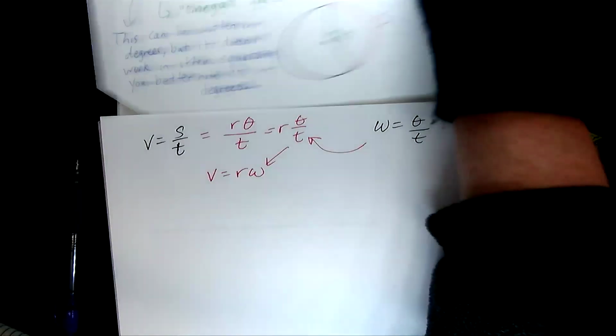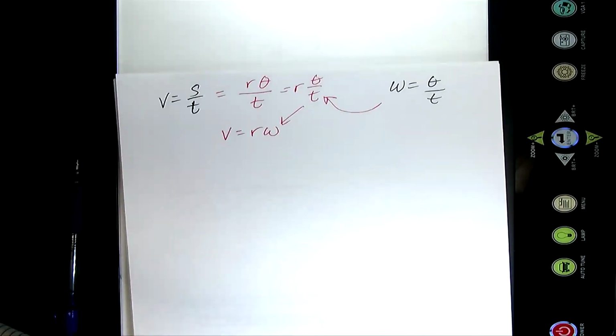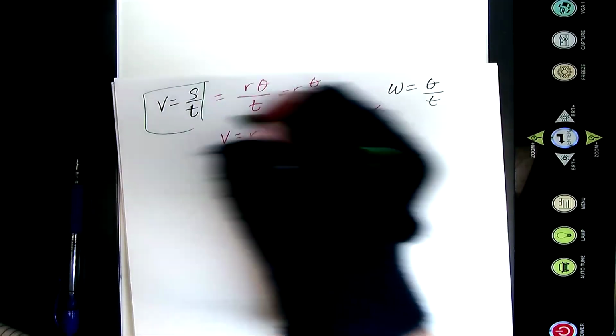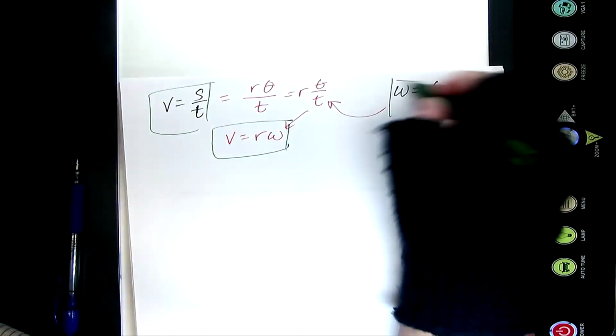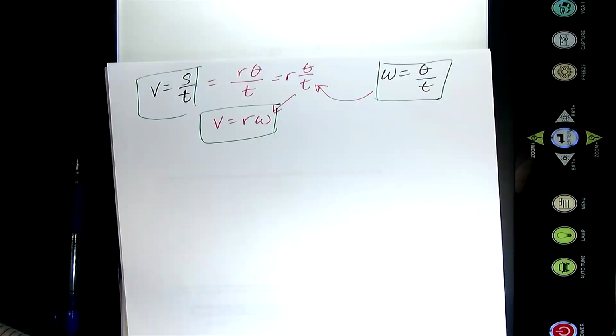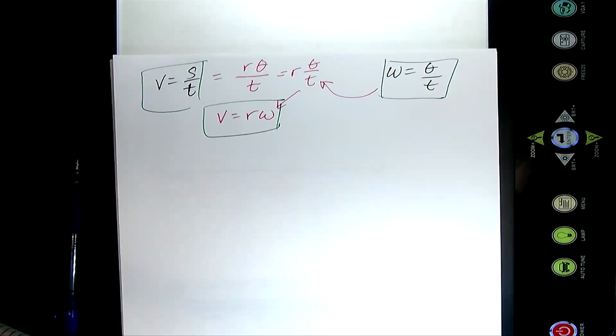We're ready to look at some example problems with this. These are the big three to remember. That connects them. If you recognize the connection, you only need to remember two of them.